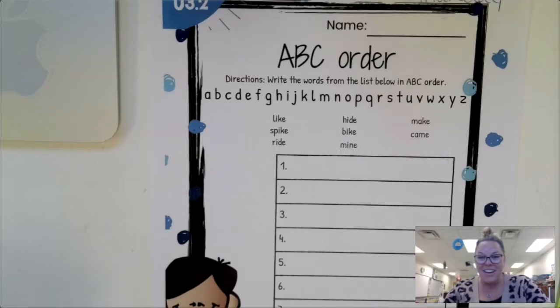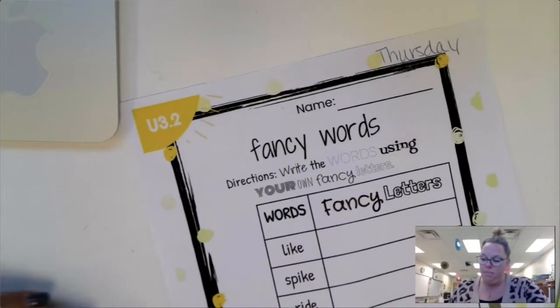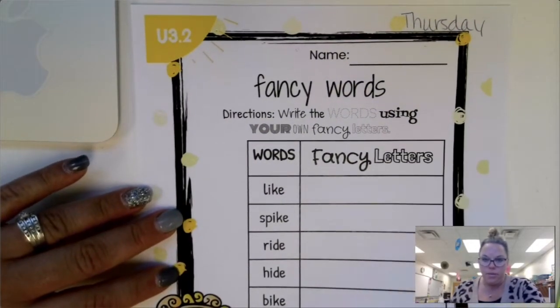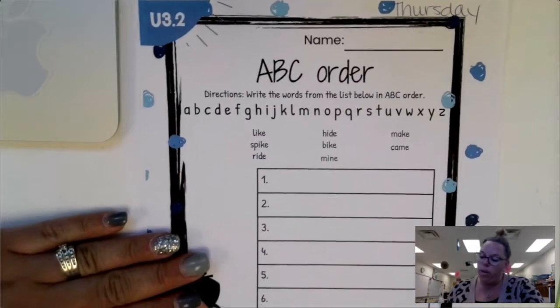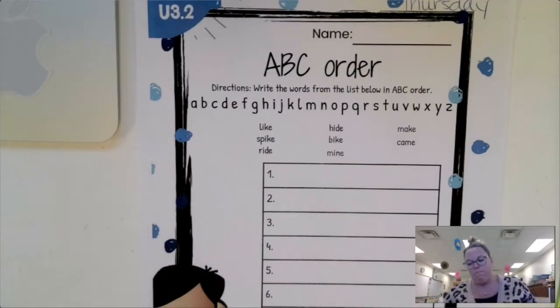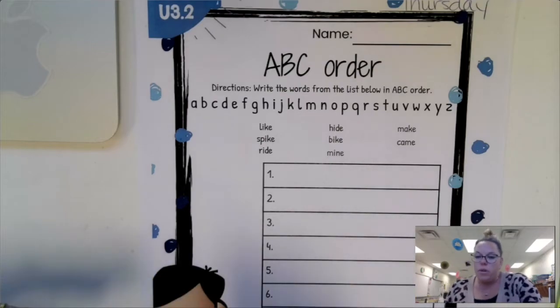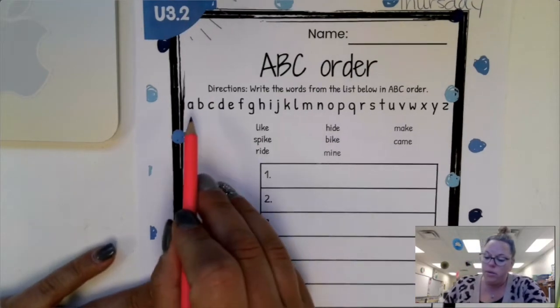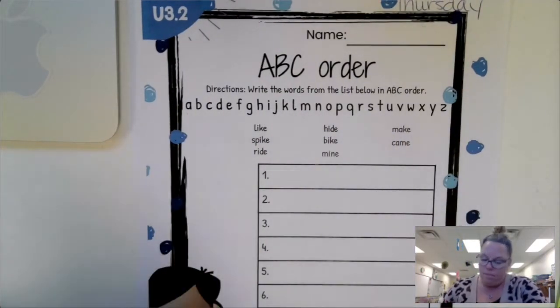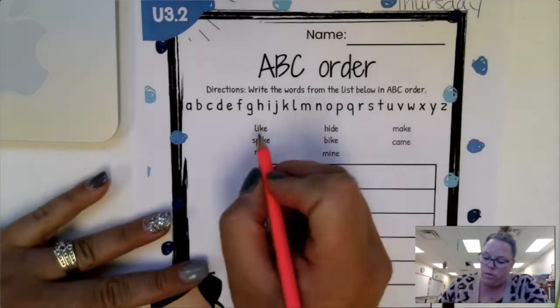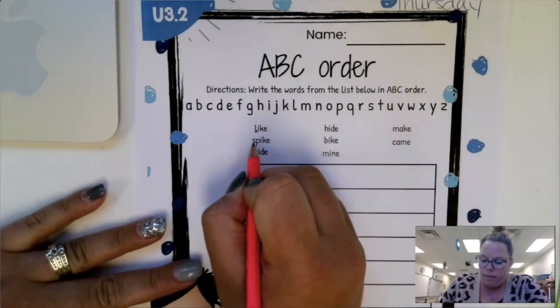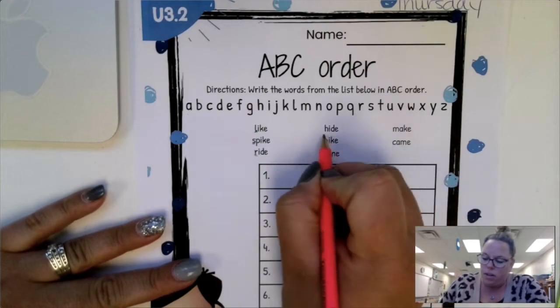Good morning, first grade. Today, for part of your spelling, we are going to be looking at ABC order. And on the other side is your fancy letters, your fancy words. So, we're going to take a look at ABC order this morning. Remember that if words are in ABC order, they are in order starting with A and going all the way to Z. It would be just as if you were using something called a dictionary. That's how you look words up in the dictionary.